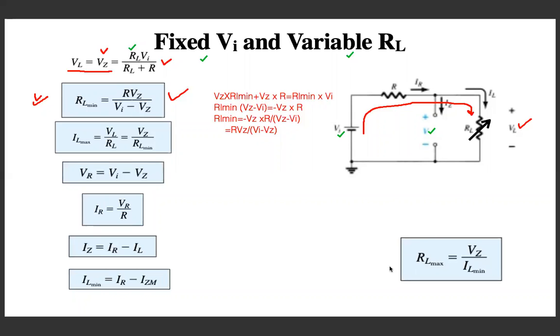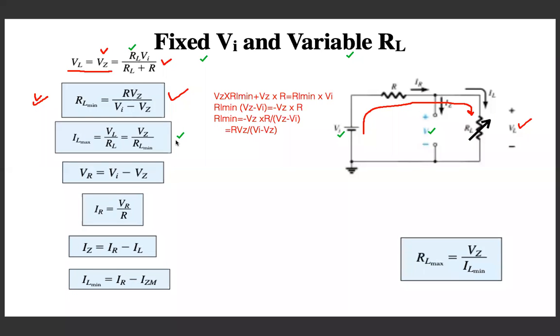So that's why we have taken this equation right here. The maximum value of current through the load will simply be equal to VL divided by RL, and we know that VL is equal to VZ. That is the minimum requirement, and the minimum value of load resistance is RL minimum. So using this equation, we can simply calculate the maximum value of current that will flow through the load resistance, not through the Zener diode, but through the load resistance.